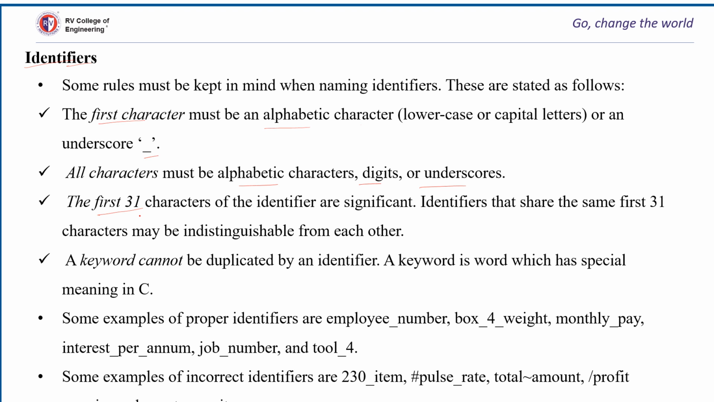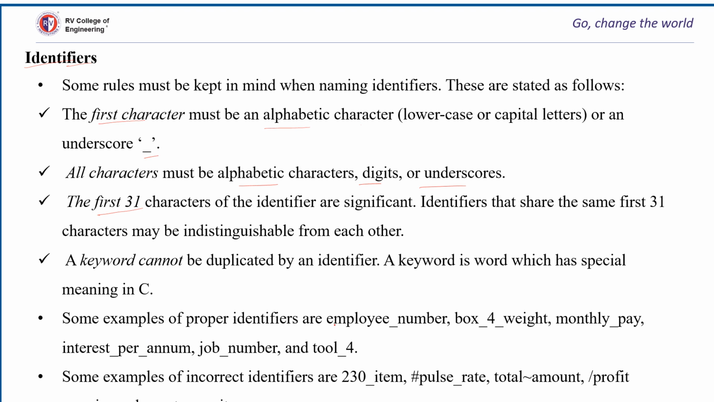And obviously, in order to differentiate between two identifiers, they must be different. A keyword cannot be duplicated by an identifier. We are not supposed to use keywords to name the particular object. Now let us see some examples.